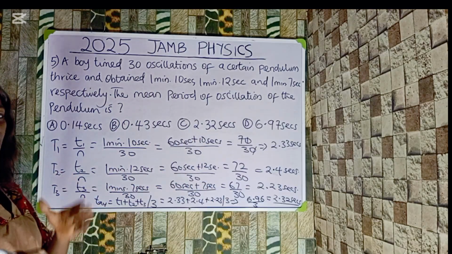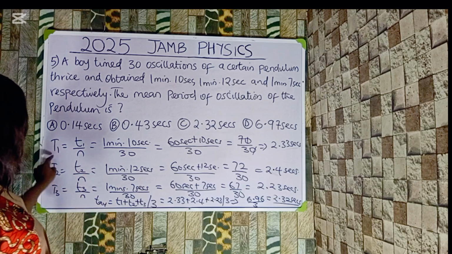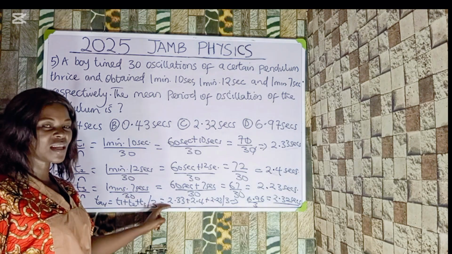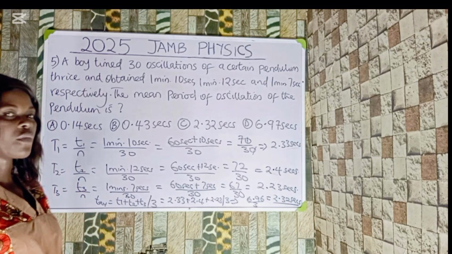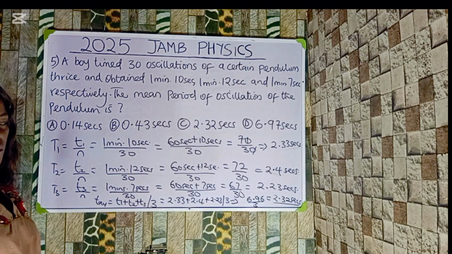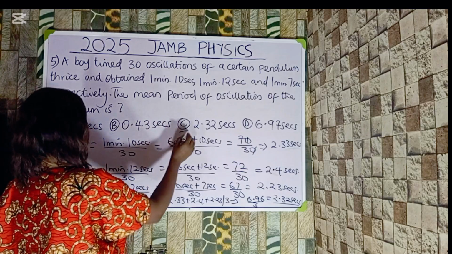Now this is how we can solve it. We are going to get the individual period of the oscillation. We have the first period, the second, and the third. By the time we add them together and divide by 3, that becomes the mean period of the pendulum, right? And from what we have gotten so far, the correct option to this question is option C.